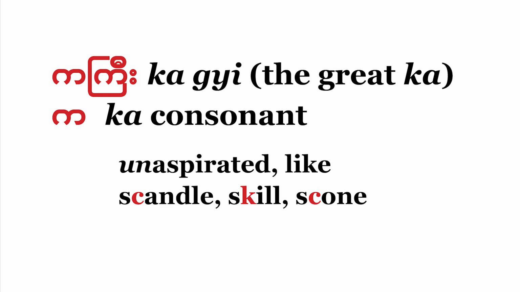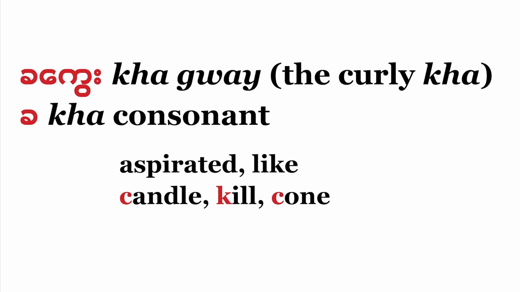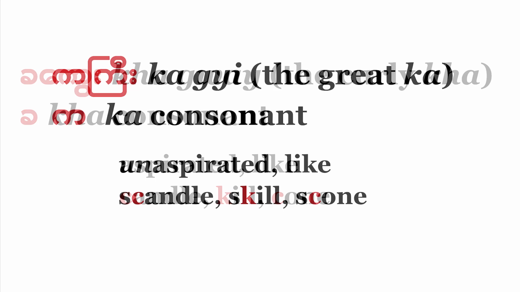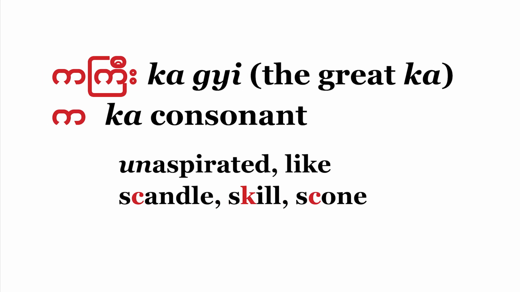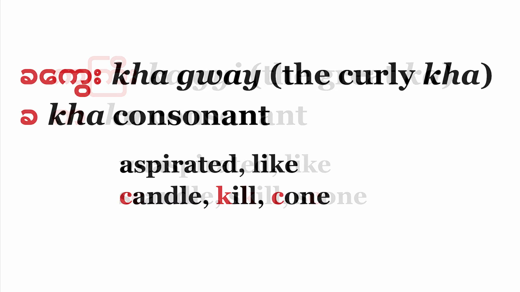It's not ka. The next one is called kagwe, or the curly ka. As a consonant, it sounds exactly like the common English letter K, like the k sound in candle, kill, or cone. Here are the first 2 letters side by side. It's gaji for ga and kagwe for ka. Gaji and kagwe, and it's ga and ka.